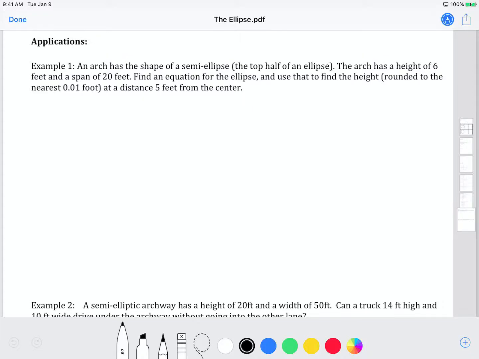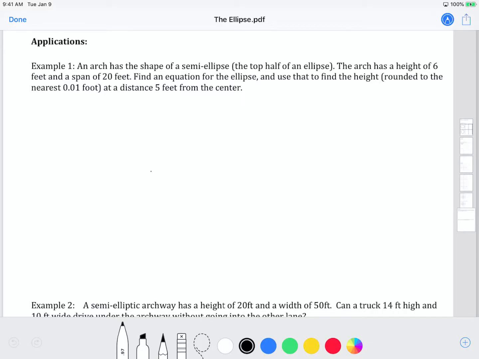In this video, we're going to talk about applications of the ellipse. And in the first example, it talks about an arch. An arch has the shape of a semi-ellipse, which means half of an ellipse. And it's specifically talking about the top half. The arch has a height of 6 feet and a span of 20 feet.